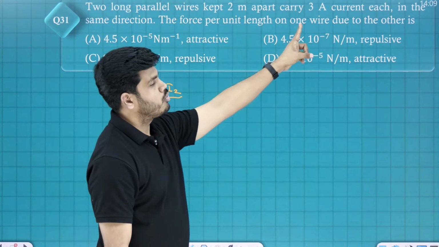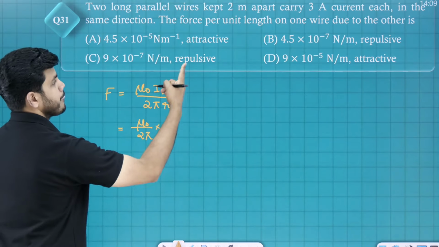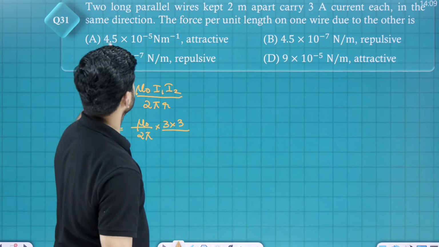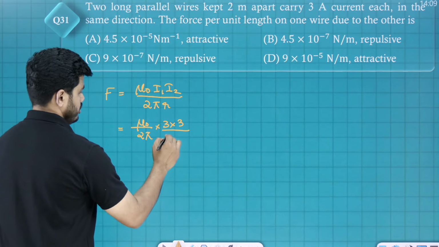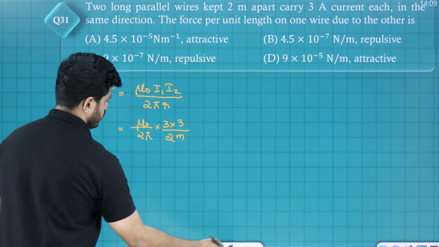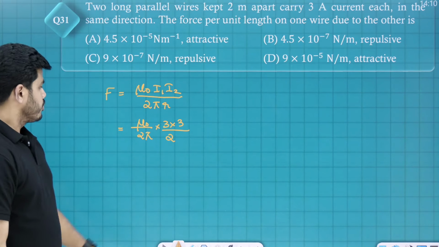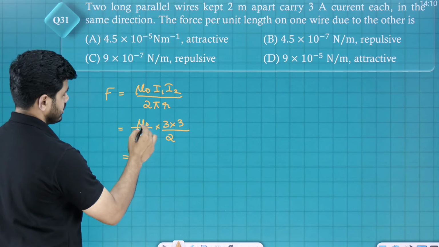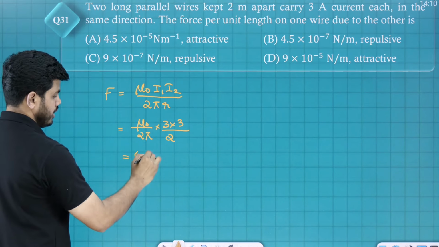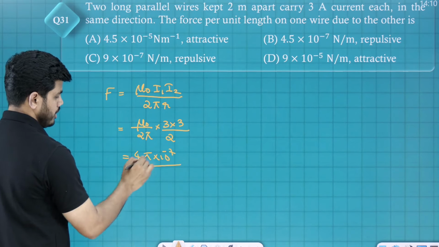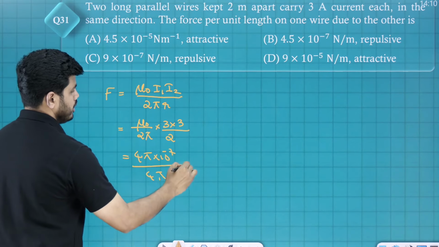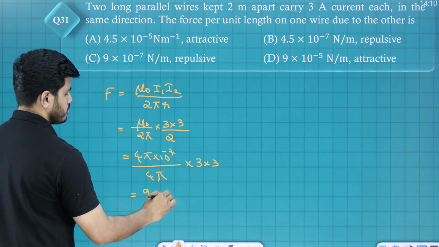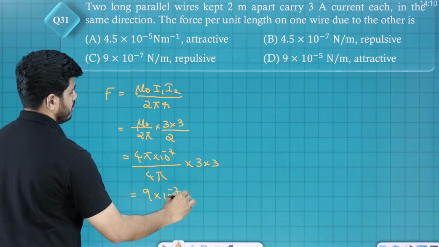I1 and I2, both of them have the same current, so that is going to be 3 into 3, which is 9, divided by the distance between the two. They are kept 2 meters apart, so we have 2 here. So all values we substituted already. So 4 pi into 10 raised to minus 7 divided by already 4 pi in the denominator, into 3 into 3. So we get 9 into 10 raised to minus 7 Newton.